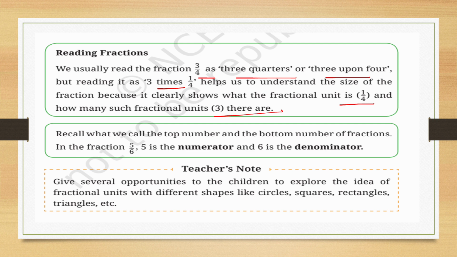Recall what we call the top number and the bottom number of fractions. In the fraction 5 by 6, 5 is the numerator and 6 is the denominator. So, the top number is numerator and the bottom number is denominator.